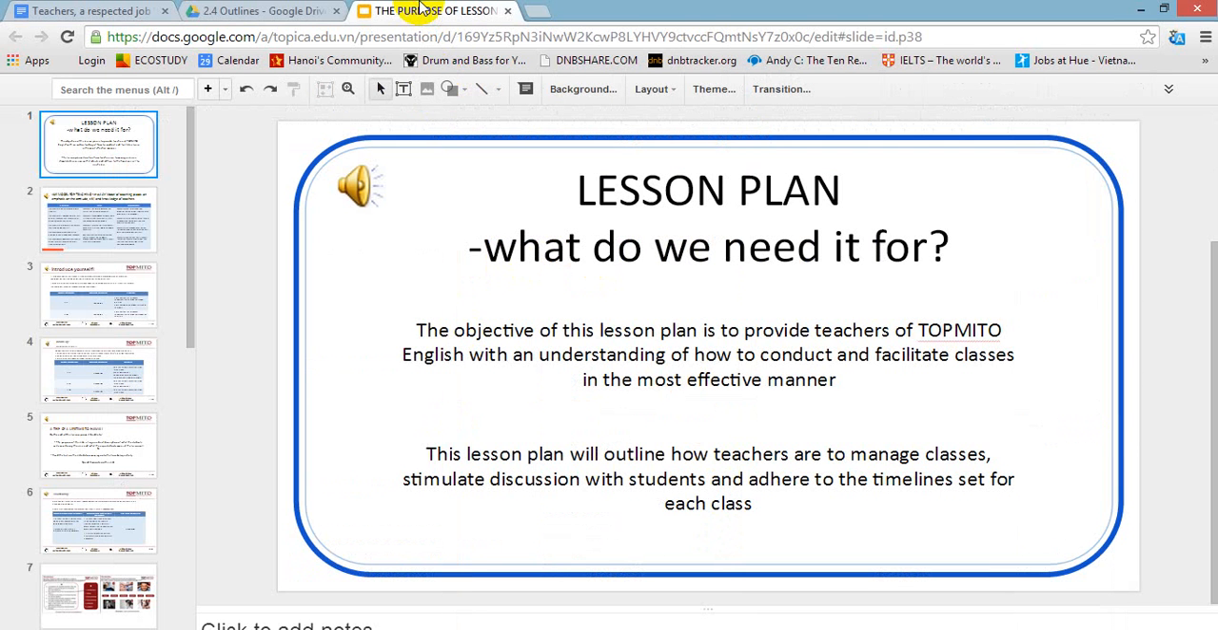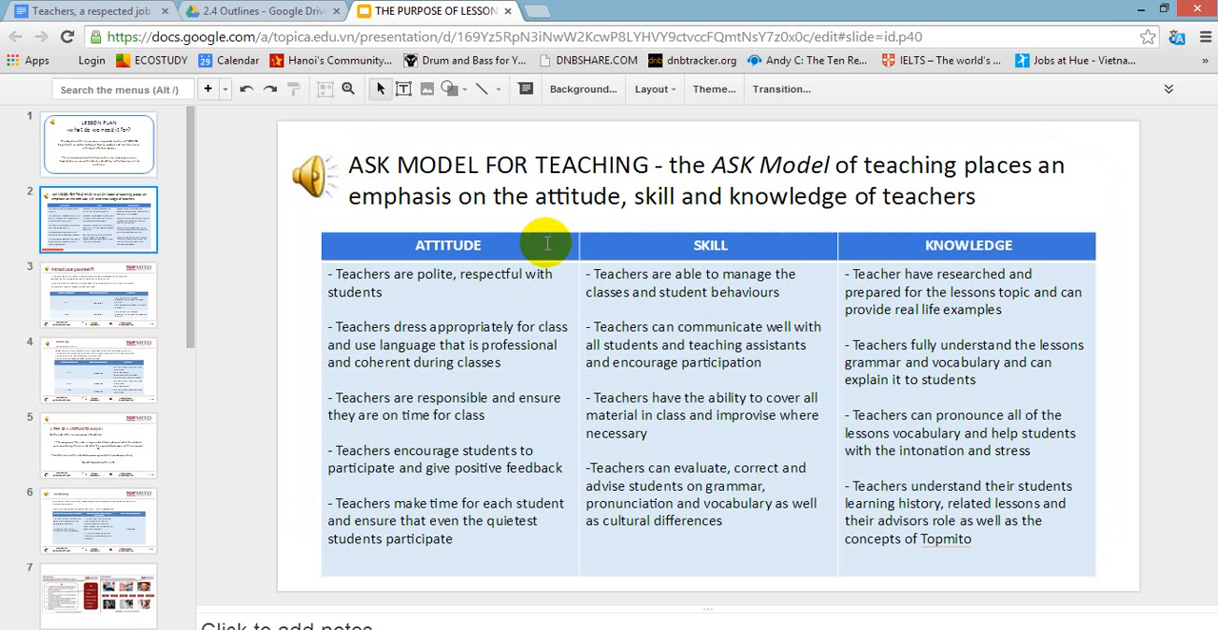So the purpose of the lesson plan is to help you to conduct the class in the most effective way, and it will help you to manage the class and how to stimulate the students to get the best from them. So we need to follow the ASK model, which looks at the teacher's attitude, their skill and their knowledge. And on this slide you can see a summary, but we're going to go into more detail.